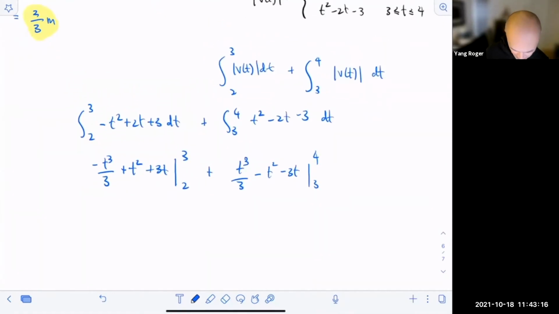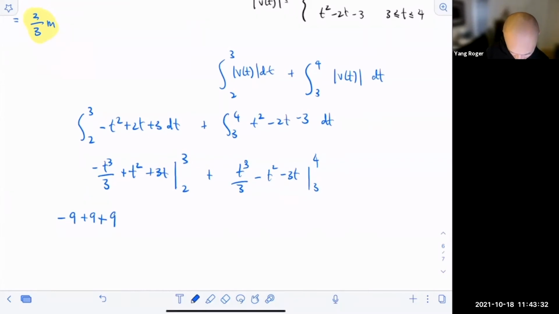So now you just plug in the numbers. You're going to get 3 cubed is 27. 27 divided by 3 is 9. So it'll be minus 9 plus 9 plus 9. That's what you get when you plug in the 3. Minus, you're going to get negative 8 over 3 plus 4 plus 6. And that's just the very first integral.